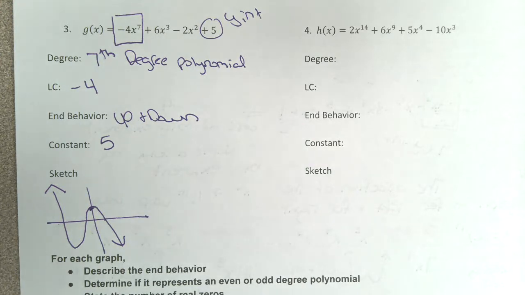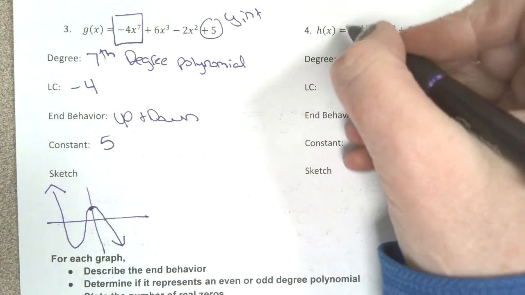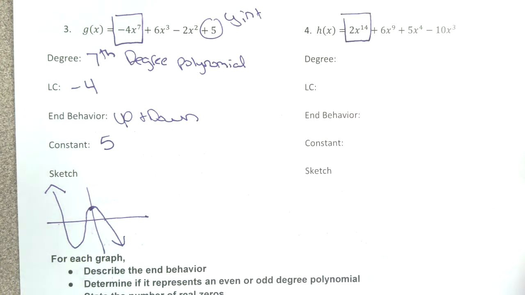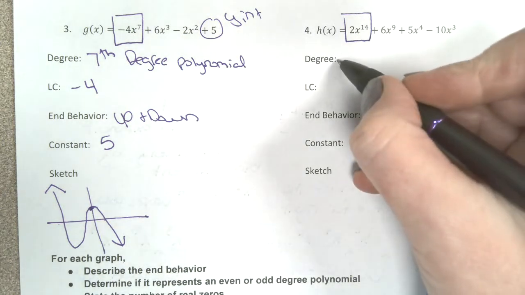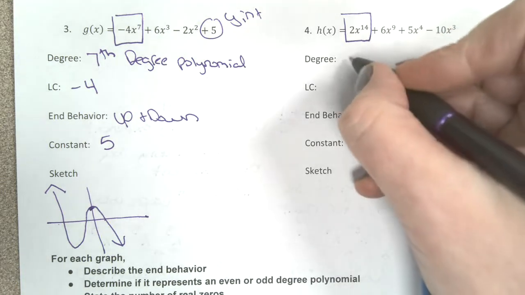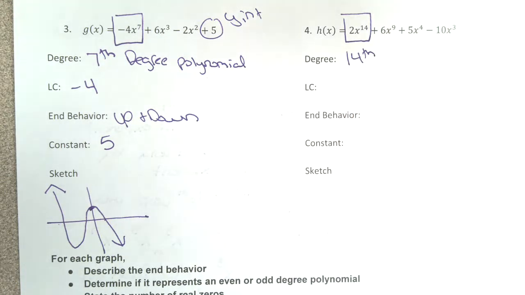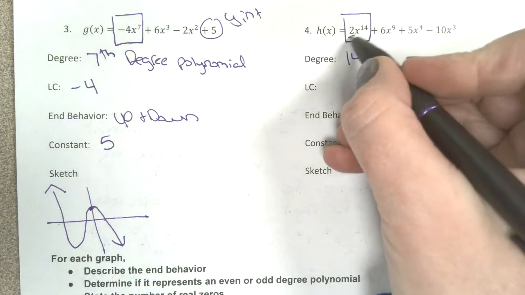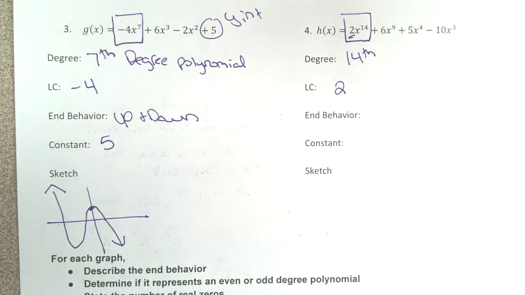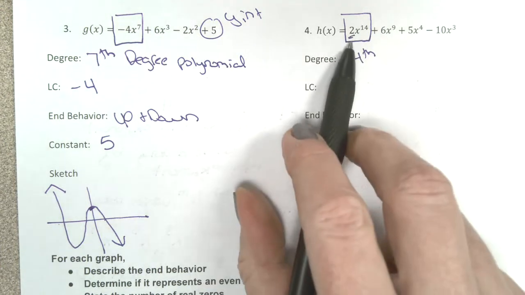Number 4 is already in standard form. The first term tells you everything you need to know about it. Degree is code for exponent. This is a 14th degree polynomial. We have a leading coefficient of 2. What is its end behavior?